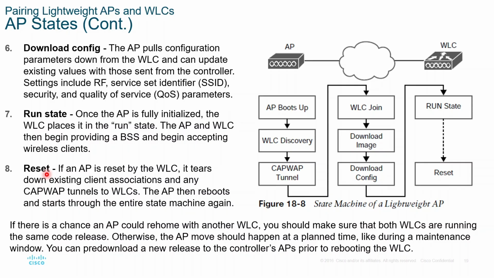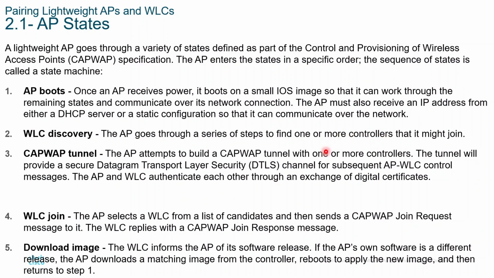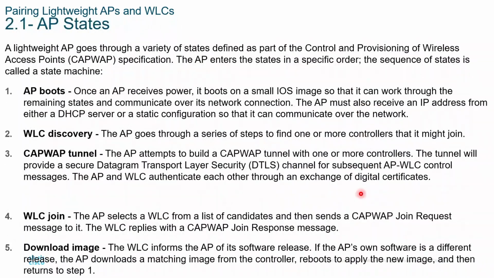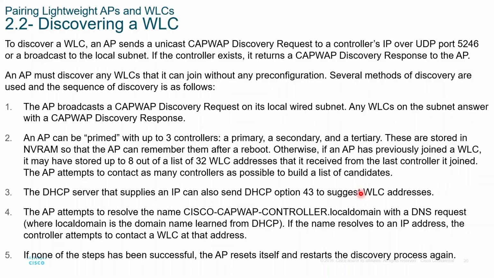And then it will get the configuration. The AP builds a CAPWAP tunnel with one or more controllers. That tunnel will provide care for subsequent AP operations. When I said the join, both of them should actually be the same thing. And then there is another way to discover: the AP sends broadcast messages to its subnet.